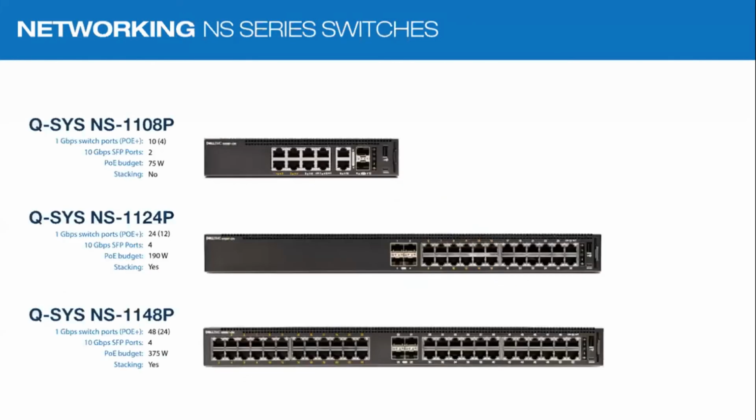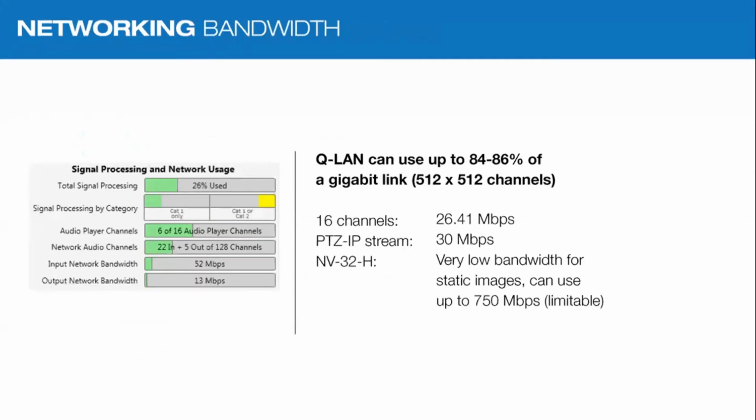So we have 3 models: the 1108P, which has 10 ports with 2 10 gigabit SFPs for uplink. We have a 24 port and a 48 port with a PoE budget of 375, 190, and 375. So we can power most of our peripherals this way. QLAN as a protocol could use up to 86% of a gigabit link, which allows for around 512 by 512 channels on a single gigabit link.